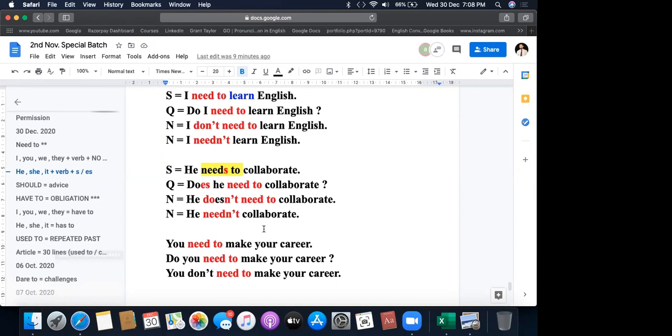We need to cover the syllabus. Do I need to cover the syllabus? I don't need to cover the syllabus. Very good. We need to redo this. Do we need to redo this? We don't need to redo this.